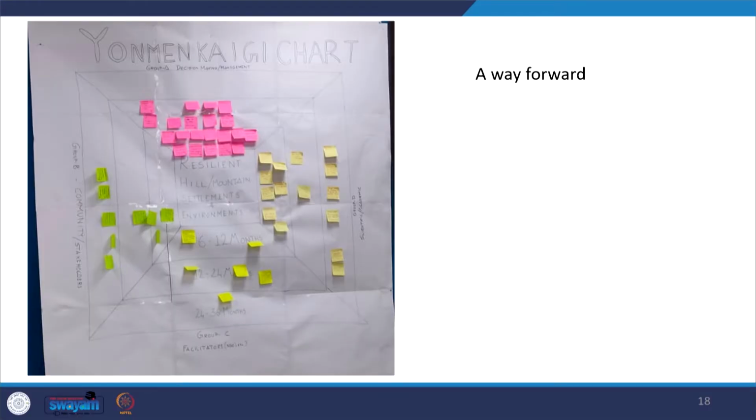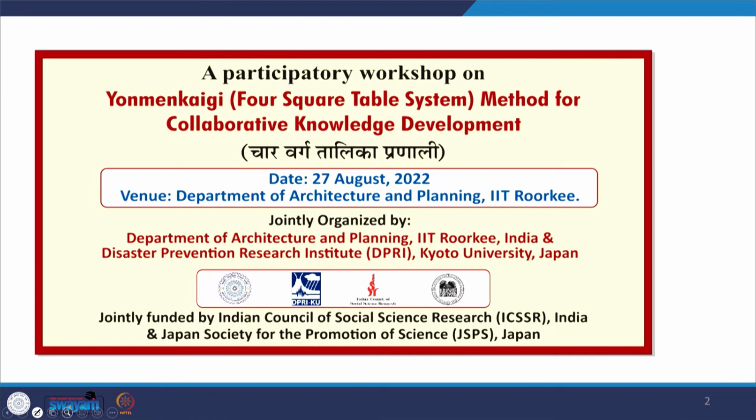Though it is not completely finished with an action plan, the next stage is that we are going to go to the community and elaborate on these ideas, and come up with some kind of concrete understanding of who will do what and how, what kind of support they need, and all these aspects. I'm going to show you a small video of the Yonmenkaigi workshop which we recently conducted.